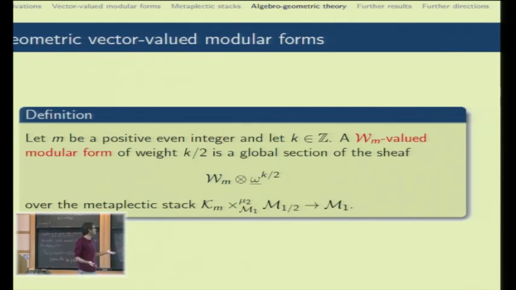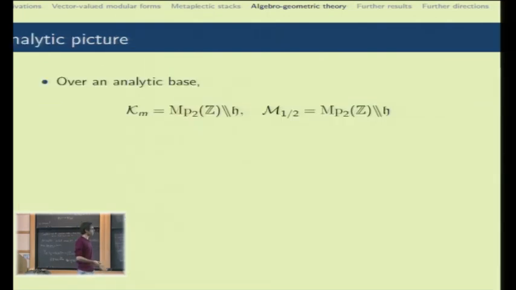So what are some theorems we can prove about these vector valued modular forms? I haven't proved anything so far; it was all constructions. So let's see what kind of properties these have. Now, if I just give you this definition, why are they modular? Something modular should be defined over M1, over the modular stack. They should be modular forms.